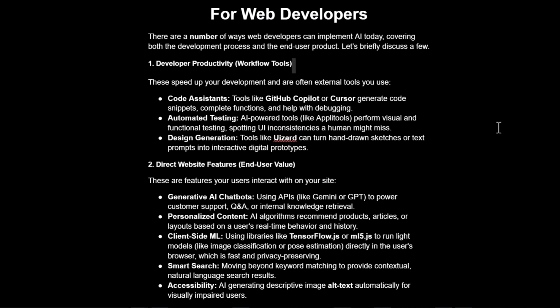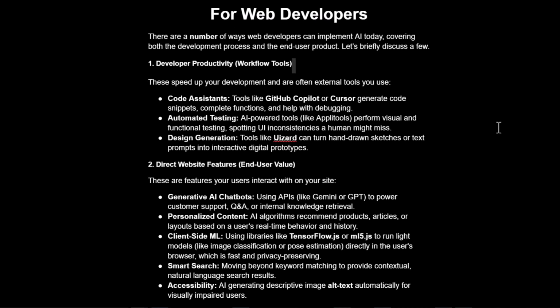So for web developers, there are a number of ways web developers can implement AI today, covering both the development process and the end user product. Let's briefly discuss a few. 1. Developer productivity workflow tools. These speed up your development and are often external tools you use. Code assistants, tools like GitHub Copilot or Cursor, generate code snippets, complete functions, and help with debugging.